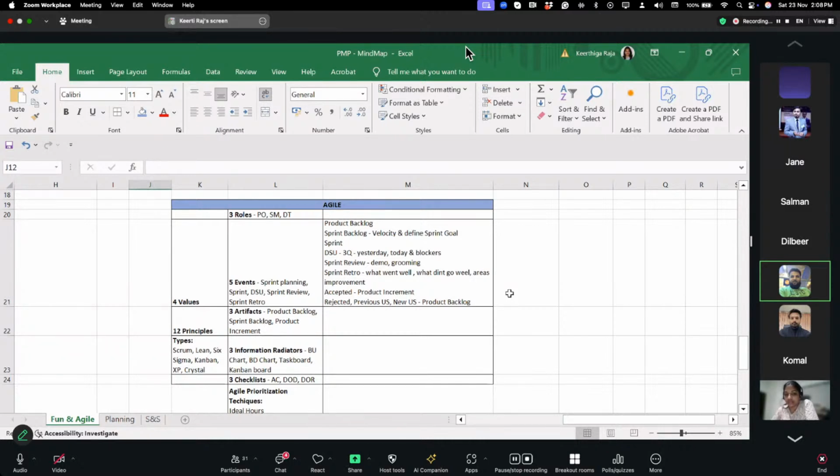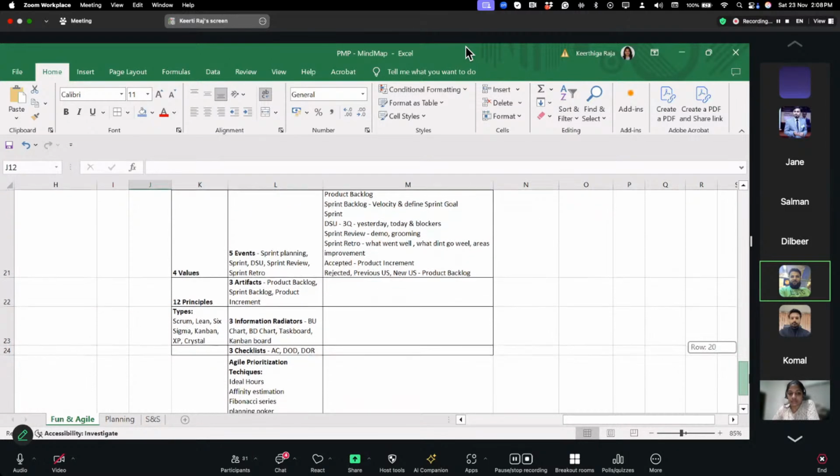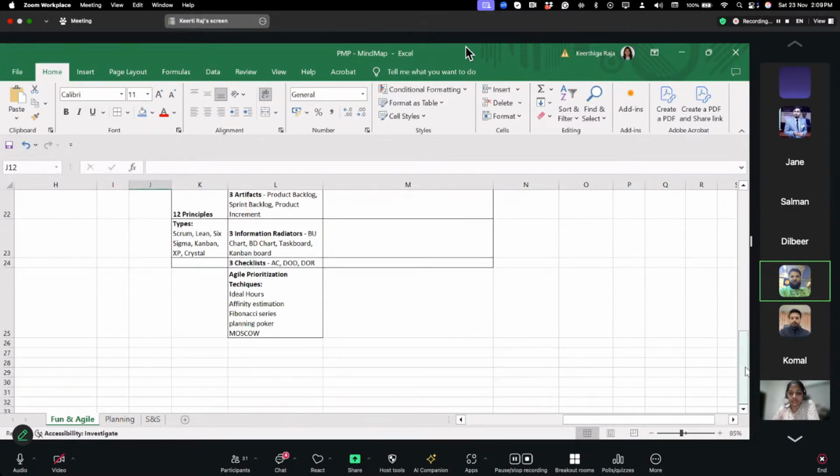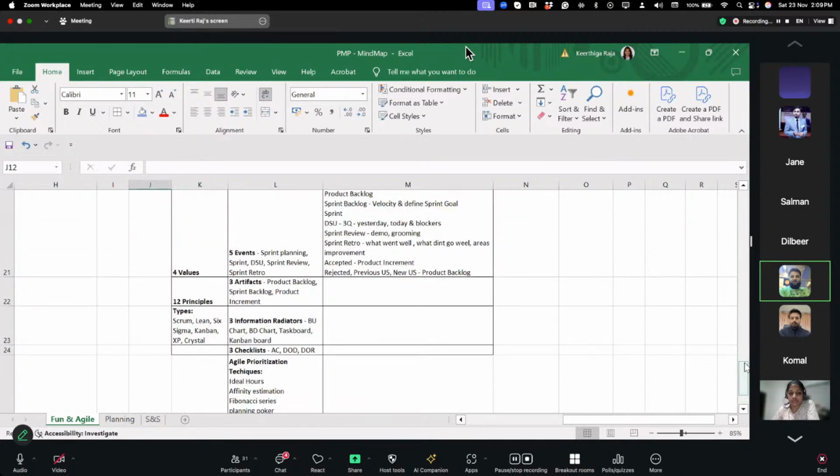Okay, so the 3 artifacts in Agile we have are the product backlog, the sprint backlog, and the product increment. The product backlog again tells you what are the pending requirements or user stories that are required to be furnished by the end of the project as a whole. The sprint backlog will tell you what the sprint performance is at the end of the sprint. And again, as I mentioned earlier, the product increment will be the one which will take all the accepted, verified and validated deliverables.